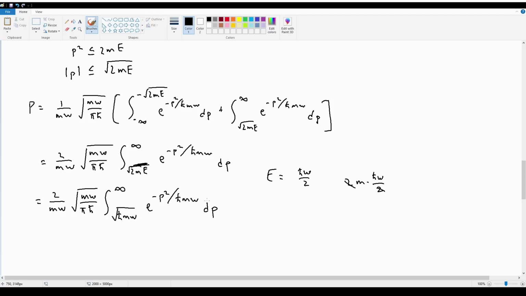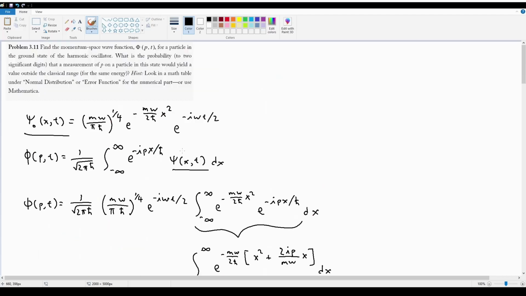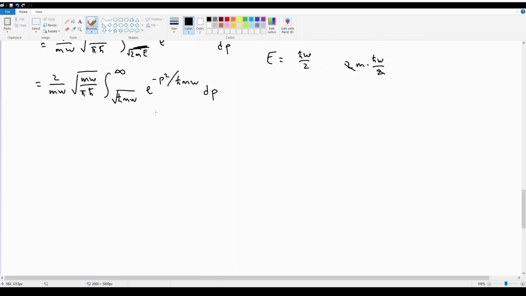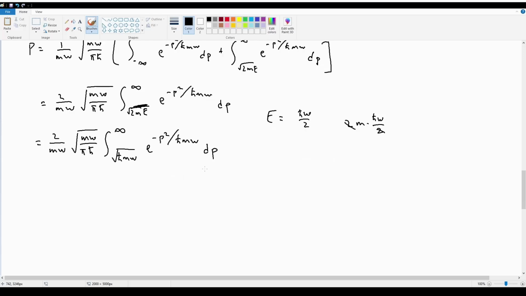And at this point, as per the hint of this problem, look in the math table under normal distribution or error function for the numerical part, or just use Mathematica. To make life easier for ourselves, we're just going to shove this into an integral calculator. It turns out that this integral specifically is going to give us about 0.16. So that is the probability of finding a particle in the ground state simple harmonic oscillator with a momentum that is outside of our classical range. And with that, we are done with this problem.